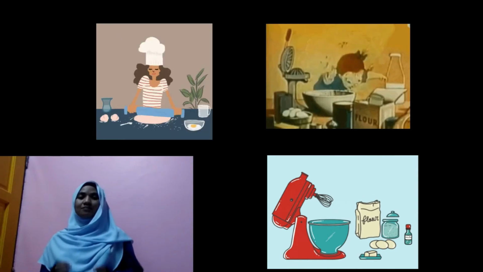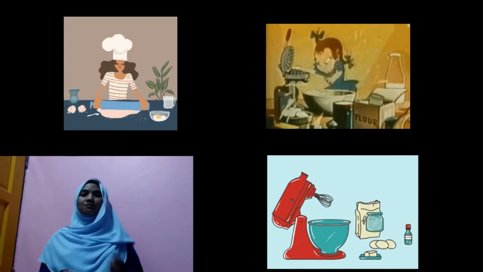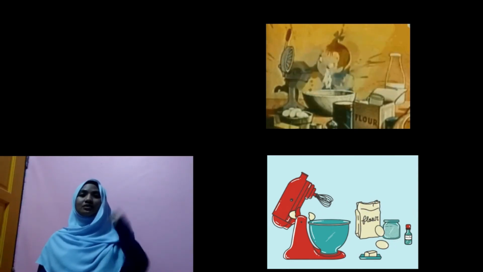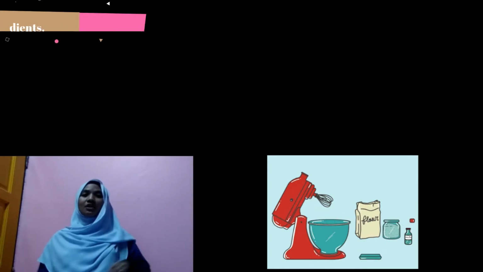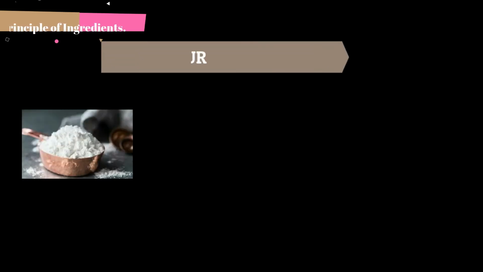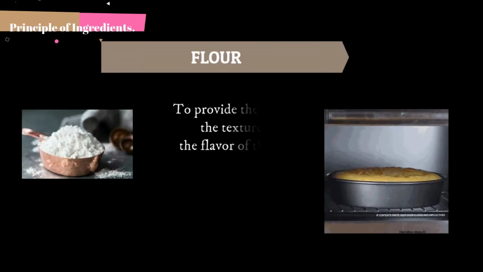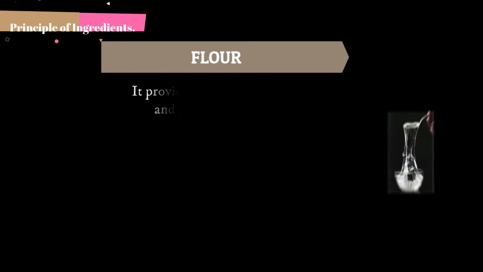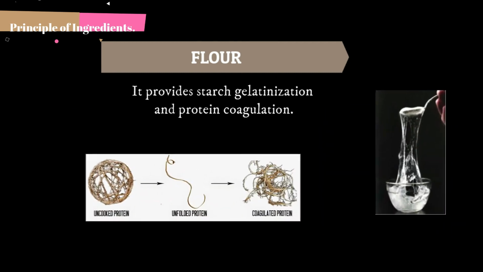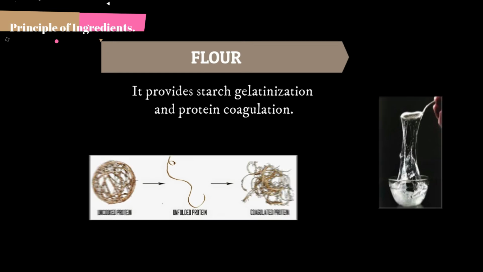Next, I will introduce to you guys the principal ingredients used in making this delicious Pandan Gula Melaka cake. Firstly, the most important one is the flour. The flour is used to provide the structure, the texture, and the flavor of the cake. It provides starch gelatinization and protein coagulation.